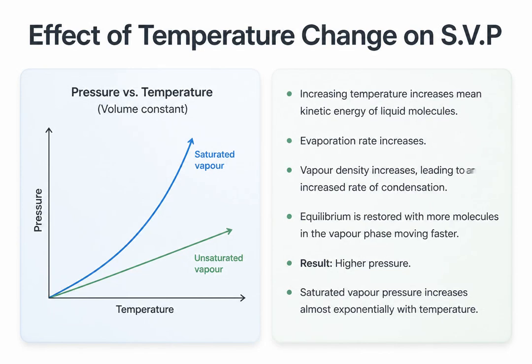If we heat the liquid, we increase the mean kinetic energy of its molecules. This causes a surge in the rate of evaporation. The space above the liquid quickly fills with more vapor molecules, increasing the vapor density. This higher density eventually forces the condensation rate to catch up until a new dynamic equilibrium is reached. But now we have more molecules in the vapor phase, and they are moving much faster. This results in a significantly higher pressure. Unlike unsaturated vapors, which increase pressure linearly with temperature, saturated vapor pressure increases almost exponentially.